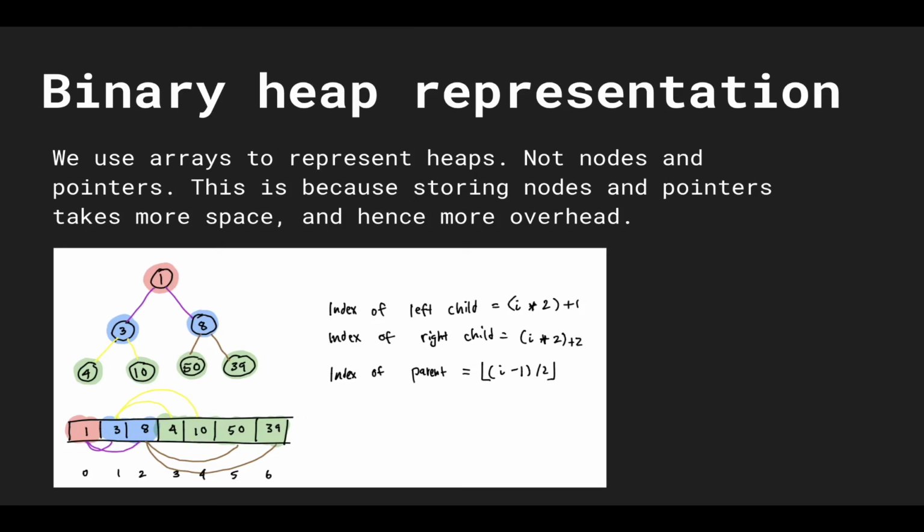Binary heaps are still trees, but they're just represented with arrays. And the way we represent that, I drew a diagram because I didn't like any of the ones I could find on the internet.